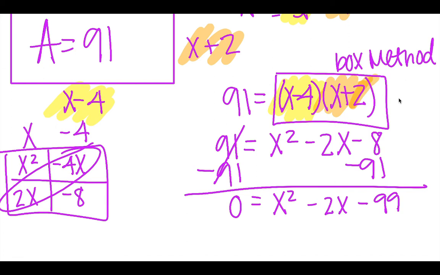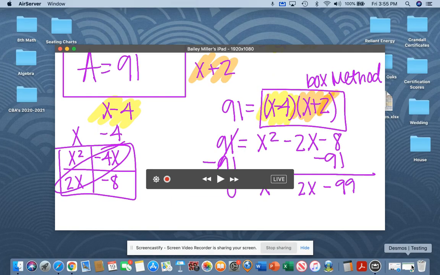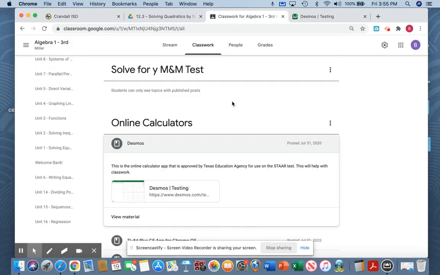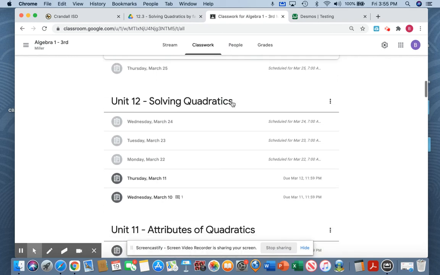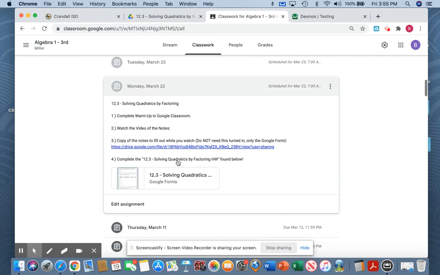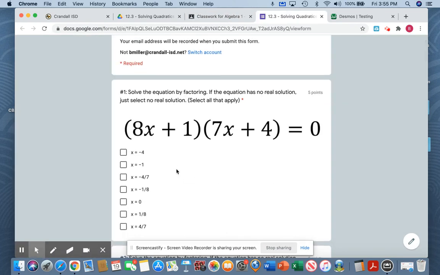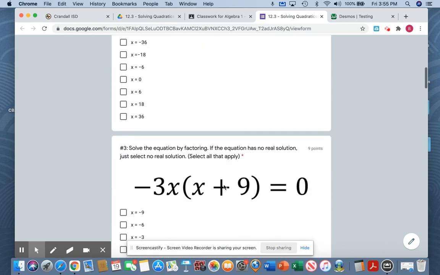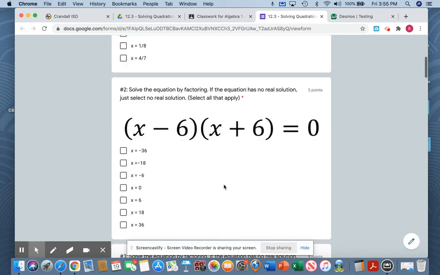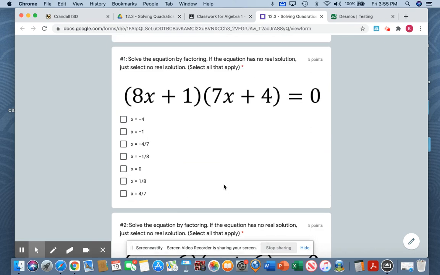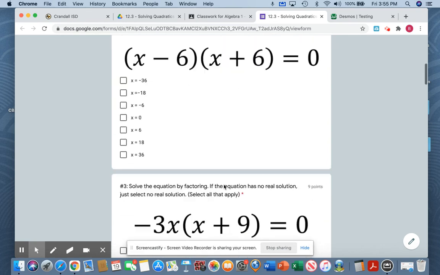So now you can do your X puzzles and things. On your homework, Monday, March 22nd. It's 12.3, solving quadratics by factoring. The first couple are what we did at the very beginning of the notes and what we did like over a week ago before spring break, just to kind of do a review on those. These are all select all that apply. So you could select all of them. You could select one of them, two of them. Like most of the time it's going to be 2 because remember quadratics most of the time they cross the x-axis twice.